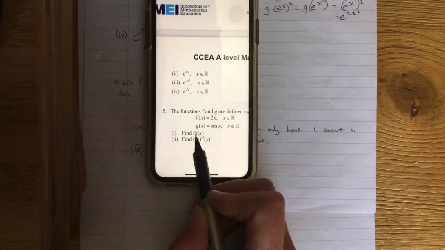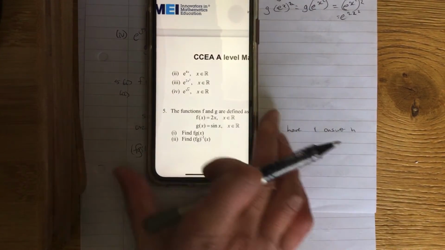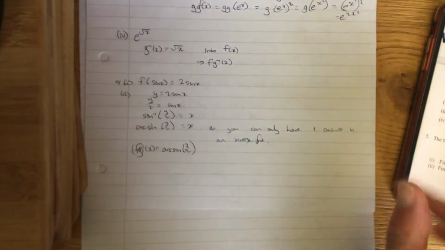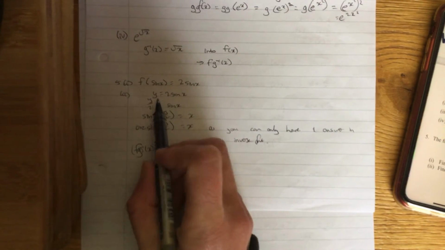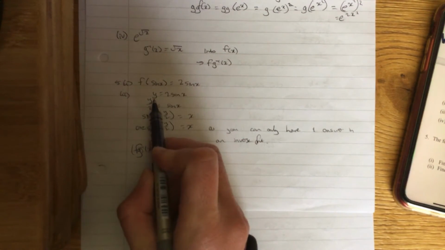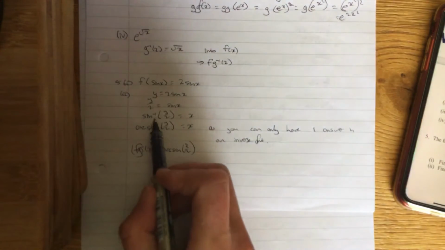Number 5, so a wee bit here, number 5 I have to show you. So in number 5, G goes into F, that's fine. It's the FG one I'm looking at that I want to draw your attention to something. So FG you've worked out, inverse of that, so set y equals it, rearrange it.